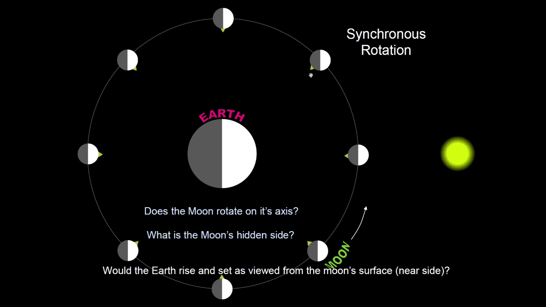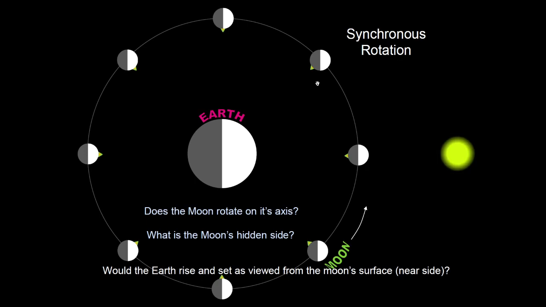This little triangle is the same point on the moon. So you can see that the moon does orbit. Here we're facing directly left. Here it's kind of southwest. Here it's directly south, southeast, east, northeast, north, northwest, and finally west. So does the moon rotate on its axis? Yes, it does, once every month.